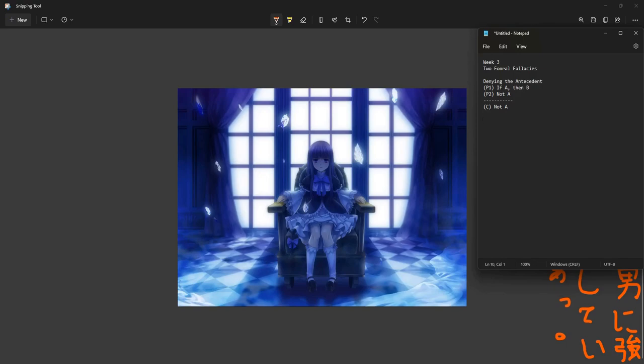And the other one would be affirming the consequent, which is P1, if A, then B. P2 says B. Therefore, A. That's also incorrect. If there is fire, then there is air in the room. There is air in the room, therefore there is fire. That is false. You can't do that. That's not a valid argument. We can possibility test this one in so many ways. It's just not even worth trying to prove that it's true.